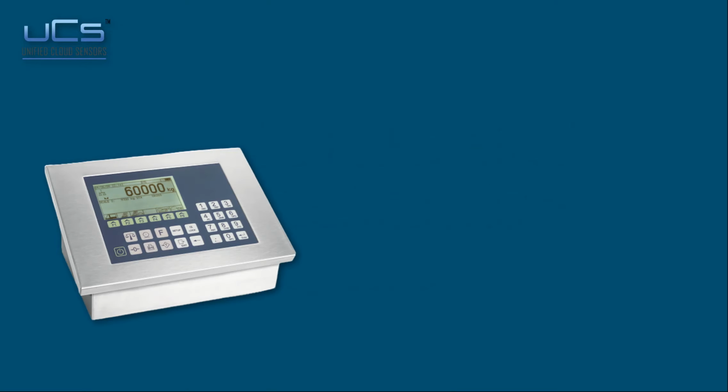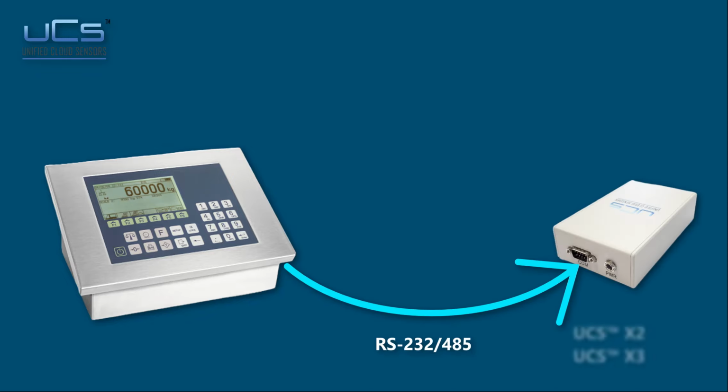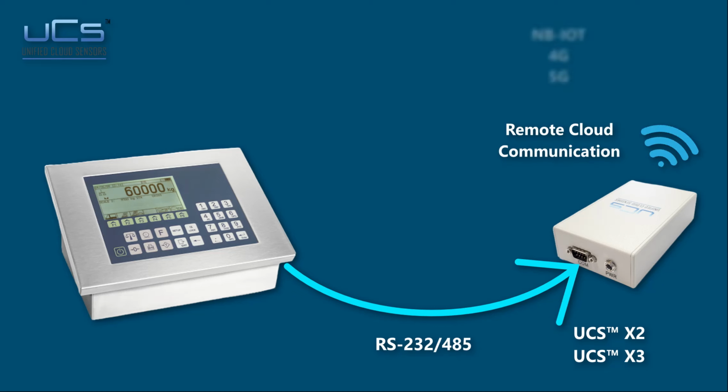The principle of this system is based on connecting the digital weighing indicator to a UCSX2 or UCSX3 module via the serial port. The module operates autonomously, collecting information from each weighing and transmitting it wirelessly to a server. All data transmission is secured with certificates. Data storage, processing, and presentation are managed through a responsive web interface.